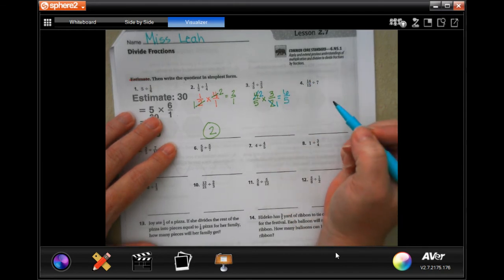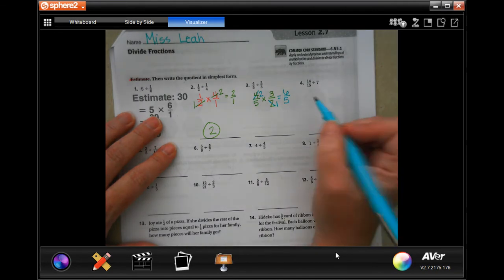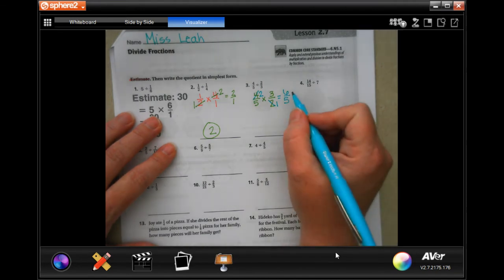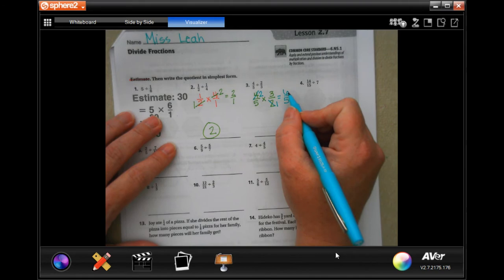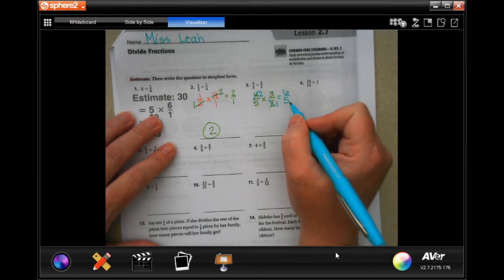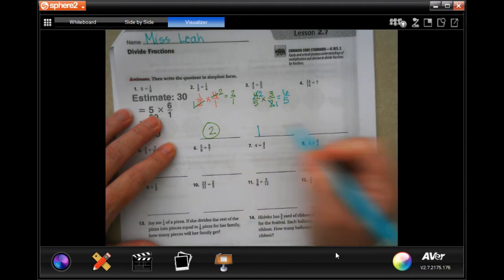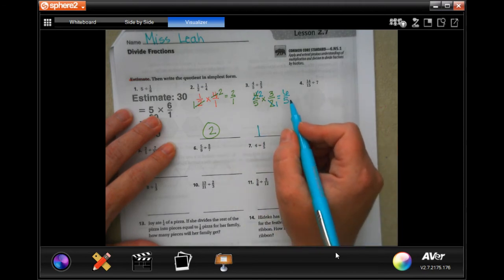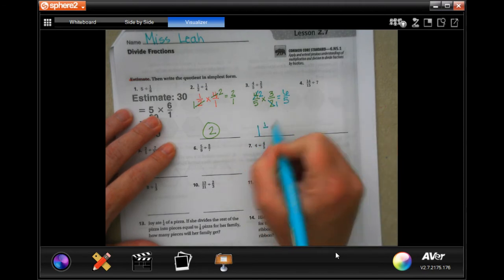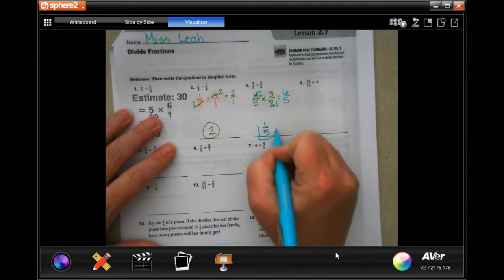Okay, I get 6/5. Well, simplest form means that I have to get it to where the top number is smaller than the bottom number. So I have to go, how many times does 5 go into 6? Well, it goes in 1 time. I would have 1 left over, and then I keep my denominator.